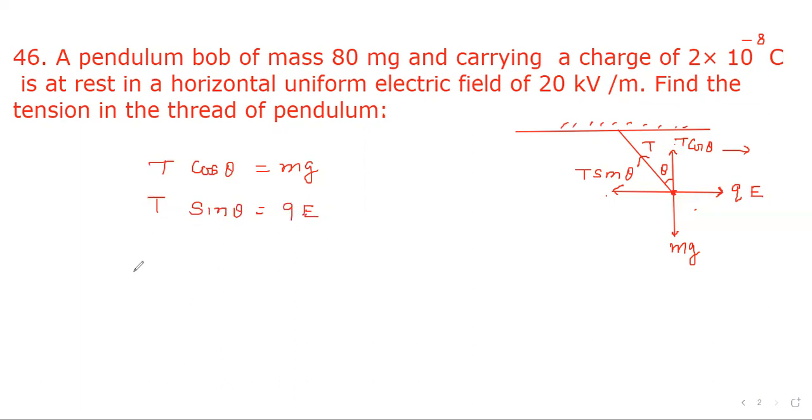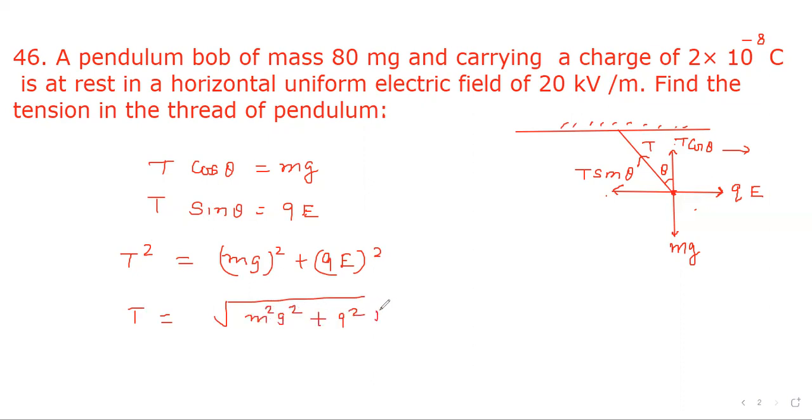Now, if we square and add the two, we will get T square. Cos square theta plus sin square theta will become 1. So T square equal to mg whole square plus QE square, or T equal to root of m square g square plus q square e square. Now we can put the values.